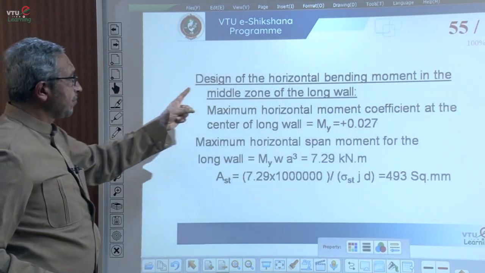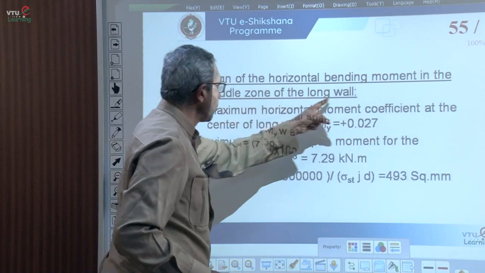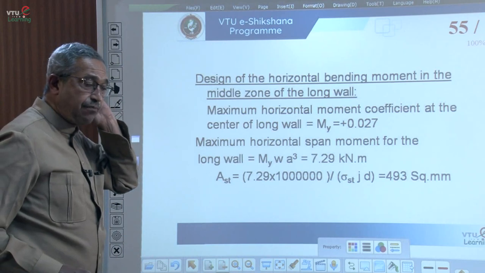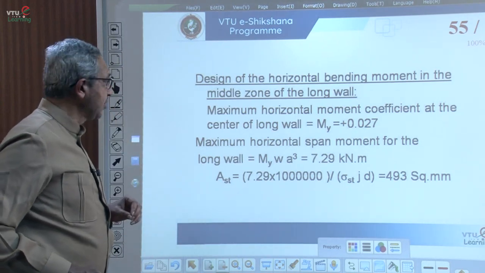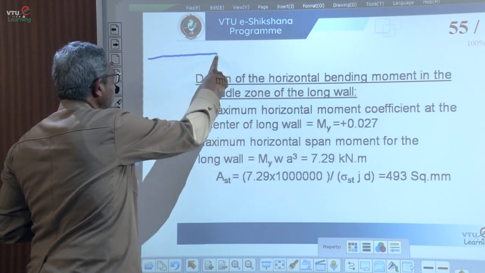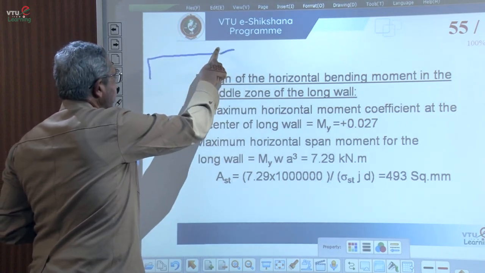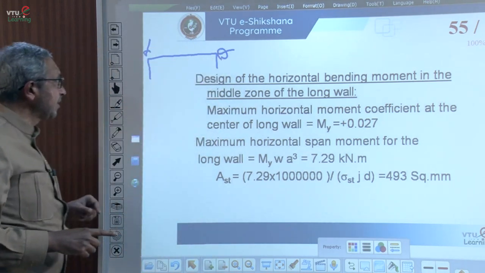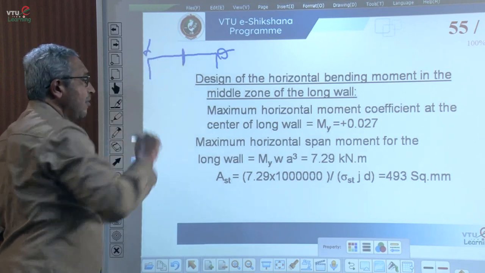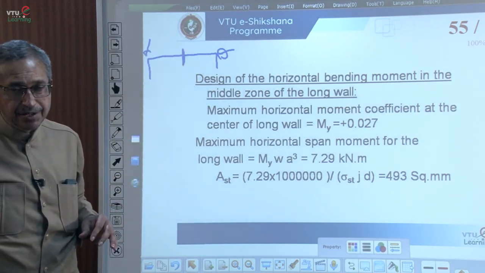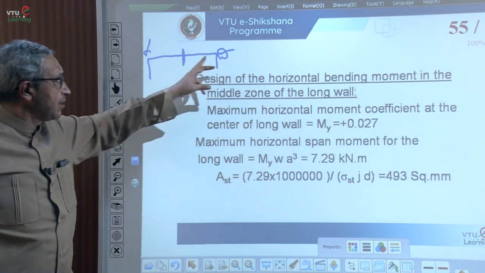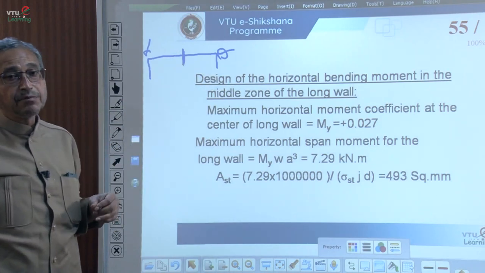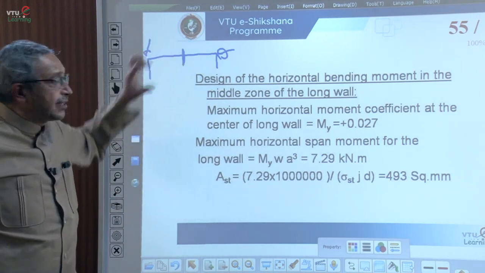Next is design of horizontal bending moment in the middle zone of the long wall. What is meant by middle zone of the long wall? As you see, if this is your long wall, here we are having corner moment, which is a negative moment. In the middle we will be having positive moment or span moment. We need to calculate that moment.